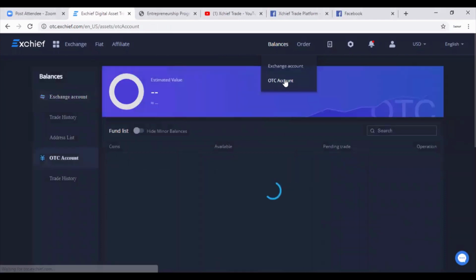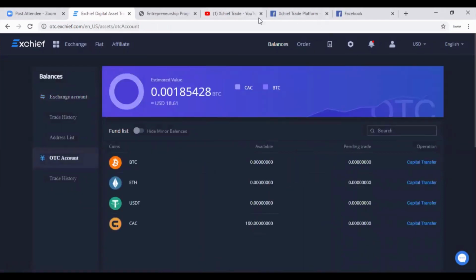Come back to your OTC account and you realize that the balance that was split between 10 and 90 is returned. You have the 90 being returned back to your available balance, and you have a full balance of 100 CAC. Okay, so that is how to handle transactions on the OTC desk. It's very straightforward and very simple.